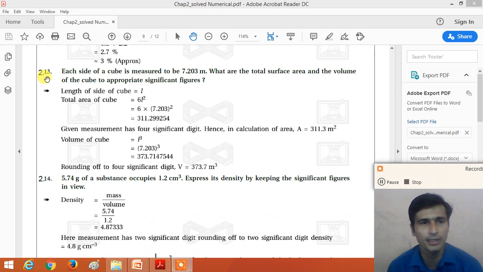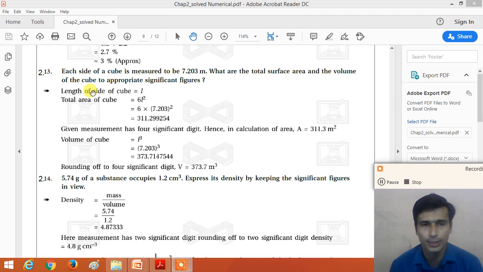Now example number 2.13. Each side of a cube is measured to be 7.203 meter, right? What are the total surface area and the volume of the cube to appropriate significant figures? With the consideration of the significant figures, we have to calculate the total surface area of the cube and the total volume of the cube.